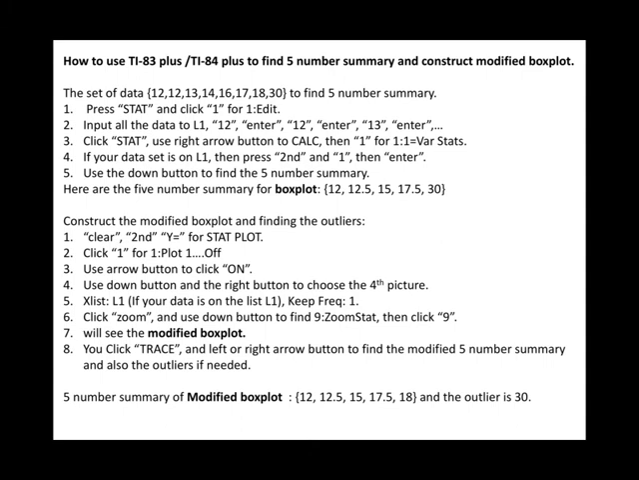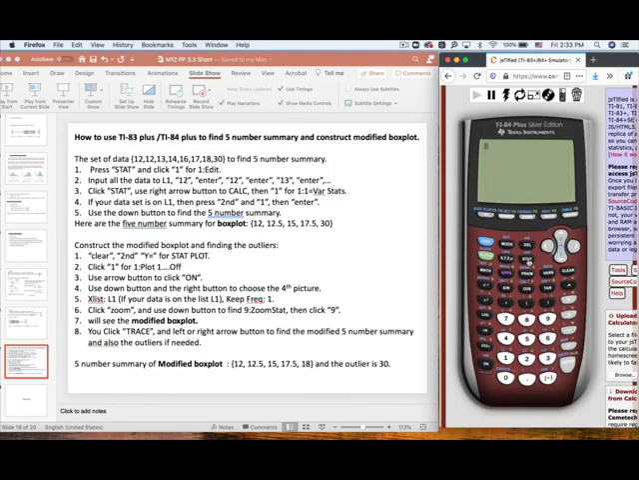This is how you use the TI-83 Plus or TI-84 Plus to find the five-number summary and construct the boxplot or modified boxplot. I'm going to show you an example. First, click on stat, go to number 1, edit. And then in L1, I'm going to input my data: 12, enter, 12, enter, 13, 14, 16, 17, 18, and 30.